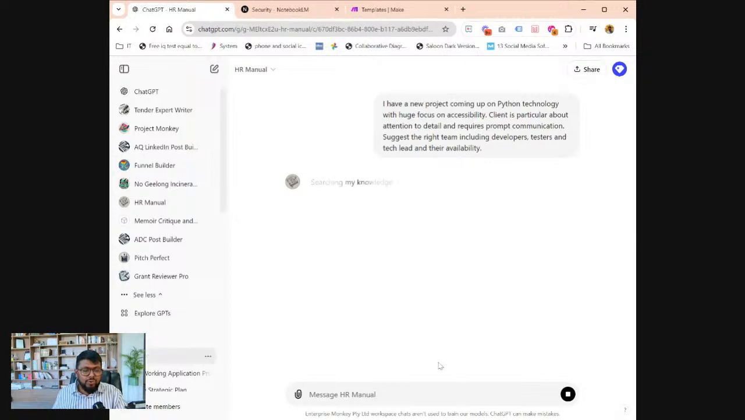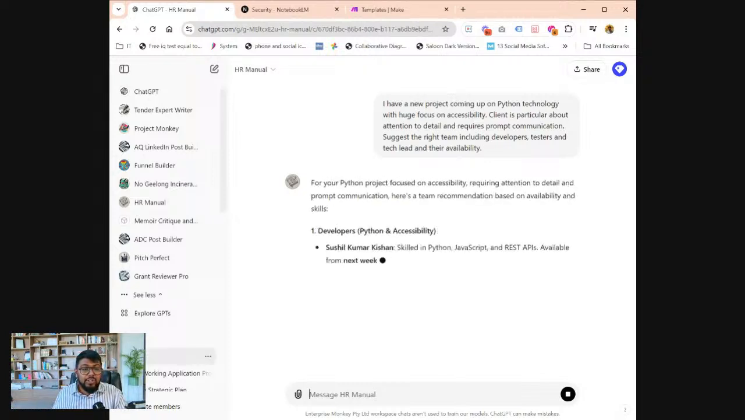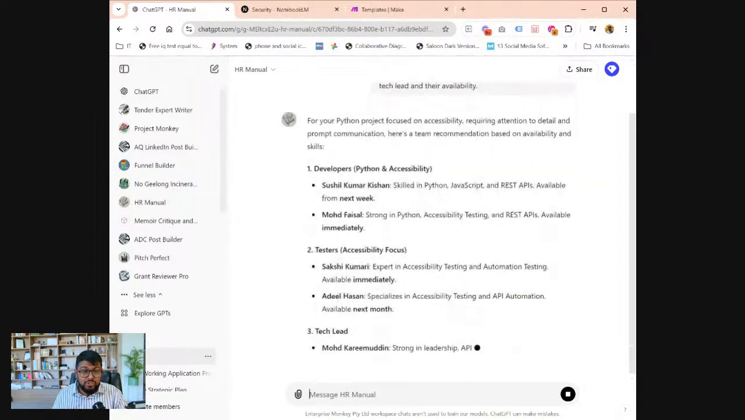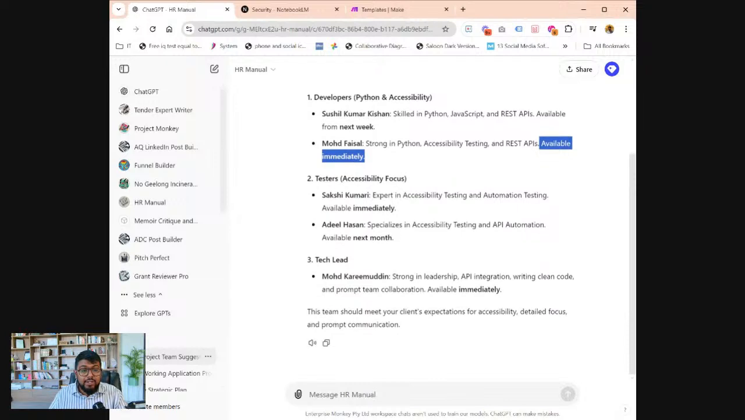Now that's going to go into all of these different systems, fetch the information and say, okay, you need developers for Python accessibility. So Sheil and Faisal are good because they are skilled in Python and strong in accessibility. It also says Sheil is available next week, Faisal is available immediately, testers Sakshi and Adil are available immediately, they have expertise in accessibility testing, and then tech lead Kareem, because he's strong in leadership, API integration, writing clean code, and that person is available immediately as well.